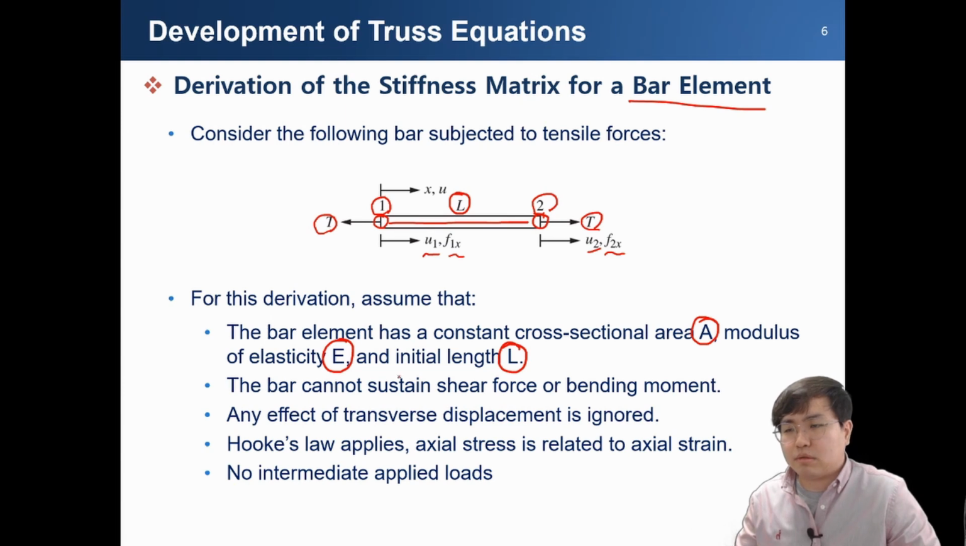This solid structure, the truss element, has a very simple assumption. We neglect the shear forces or bending moment, or in other words, we neglect transverse displacement. What is transverse displacement? This means displacement in the vertical direction. We neglect the vertical or y-direction displacement in this solid structure. So we only handle one-dimensional displacement.